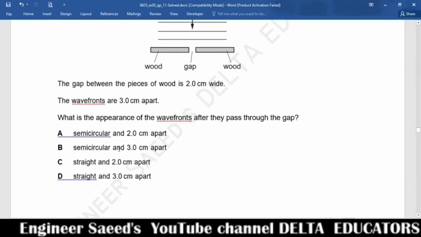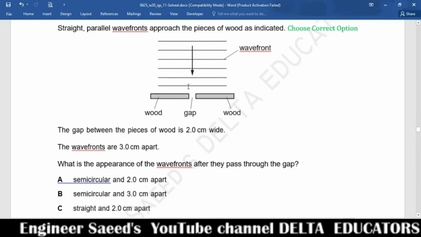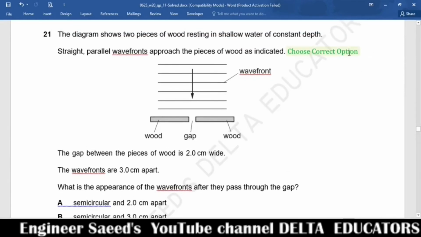Now here, after passing this gap, these wavefronts will be in semicircular form and the distance between two consecutive wavefronts will be same as before passing this gap. Before passing the gap, the distance between two consecutive wavefronts is 3 cm. So here, after passing this gap, these wavefronts will be in semicircular form and the distance between the wavefronts will be 3 cm. That is given in option B. That is given here semicircular and 3 cm apart. So the correct option will be option B.